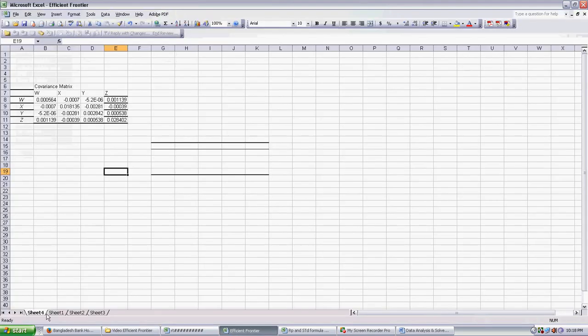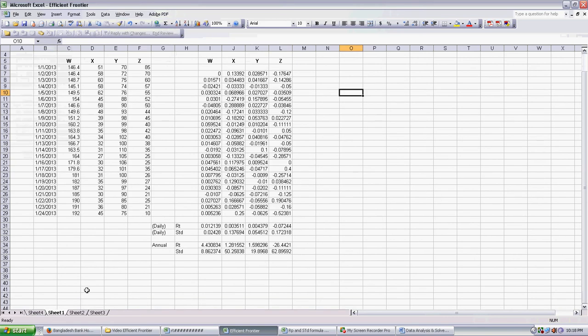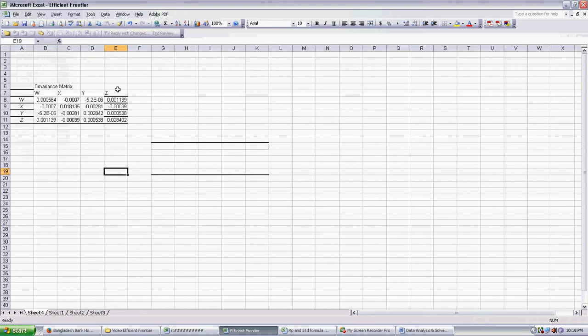So far we have shown you how to find out the return and standard deviation of a portfolio, and how to construct a covariance matrix by using those data. Now we'll go to our main analysis, that is the construction of the efficient frontier, and this process is a little bit complicated, and I will show you how to do that.